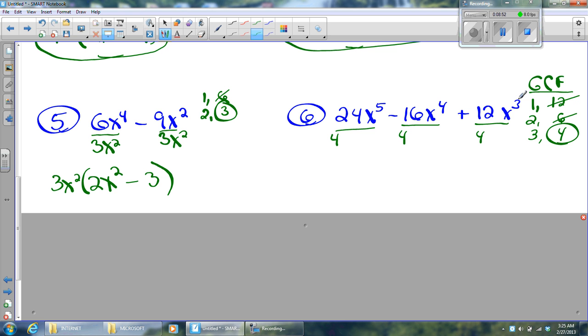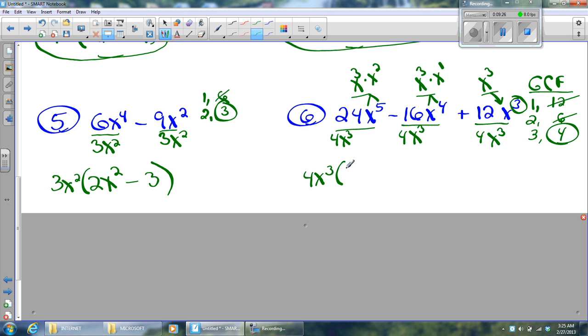Well, here's a hint. It's always going to be the smallest power, x cubed. And I can show you why. Can't I rewrite x to the 5th as x cubed times x squared? Can't I rewrite this as x cubed times x? And then this, of course, is x cubed. You see how there's an x cubed in all three terms? That means x cubed is common. There we go. So I take my GCF, I put it out front, and then I divide.